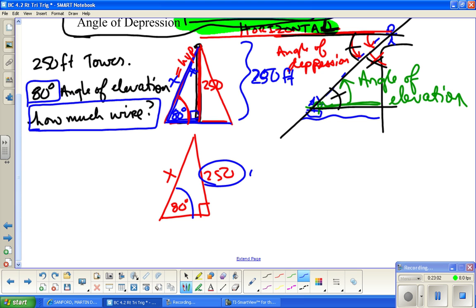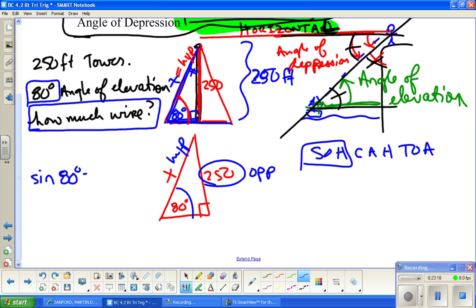So this side is opposite the 80-degree angle, and this is the hypotenuse. As I think about my trig ratios, the only one that has both opposite and hypotenuse is sine. So that's what we're going to do. Sine of 80 degrees equals opposite over hypotenuse, and we have to solve. Now, quick note here: dividing by 250 does not solve this for x. If I divide by 250, I get 1 over x, because that x is in the denominator. So that is not what I want. What I do need is to get x out of the denominator.